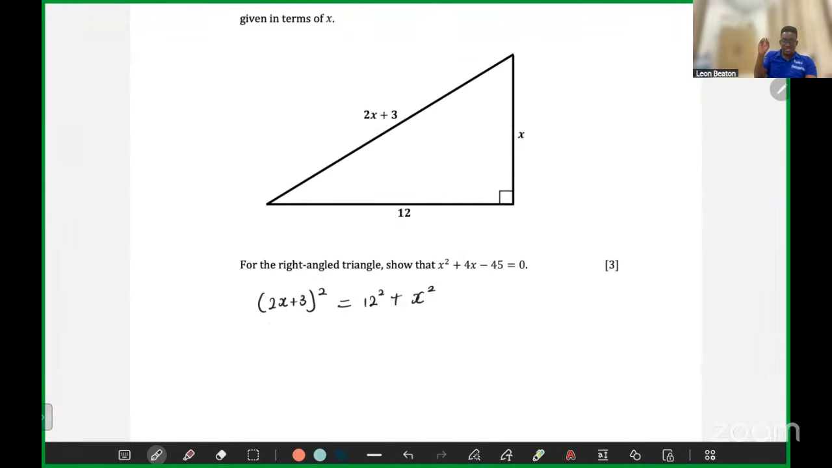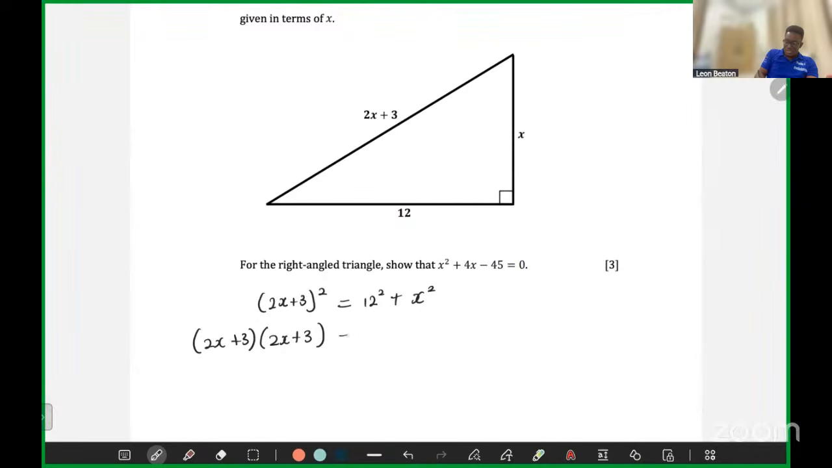A mistake that students make when they have to square brackets like this is they go and put 2x squared plus 3 squared. This will be absolutely wrong, 100% wrong. When you're squaring a bracket, the bracket has to multiply itself. So this will be 2x plus 3 multiplied by 2x plus 3.